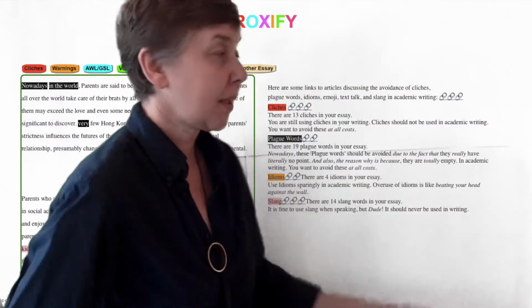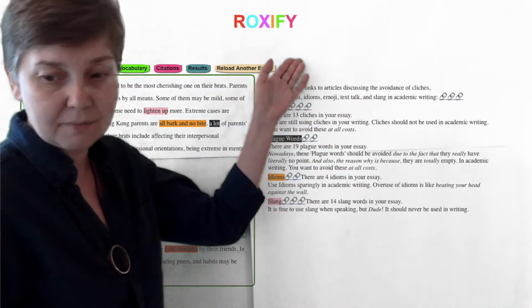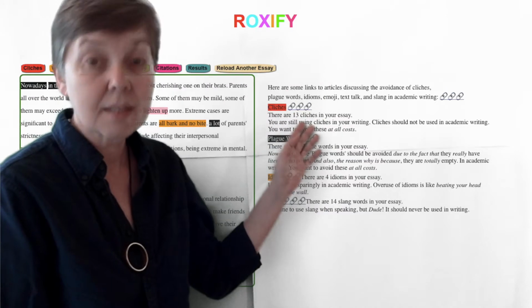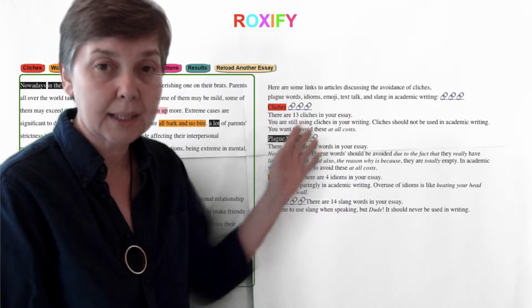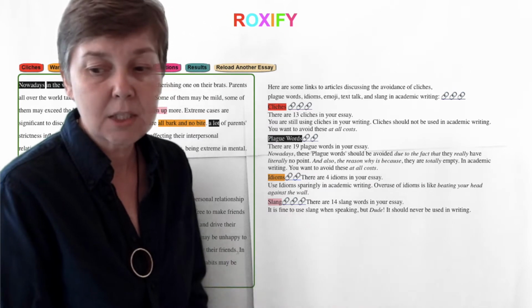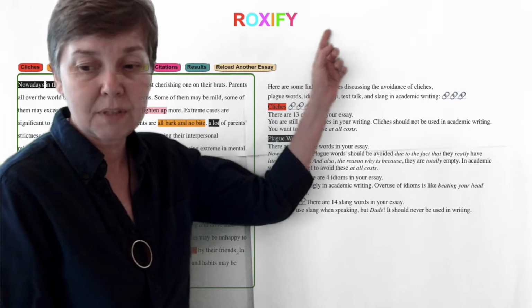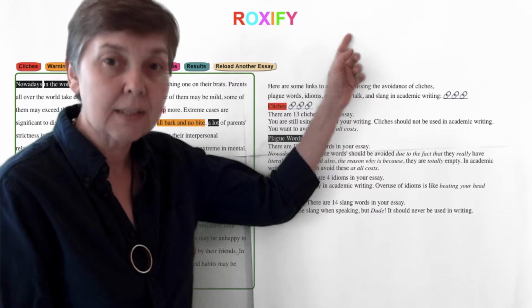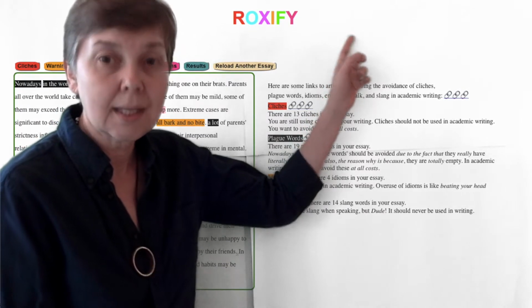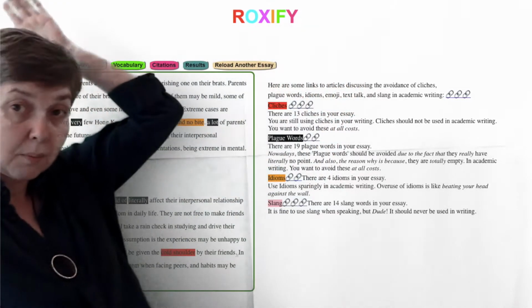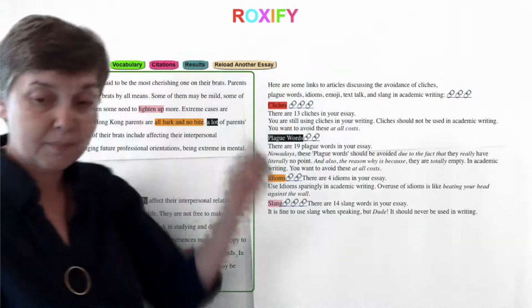Over on the side here I notice that I have a number of different cliches. They're highlighted in red. I've got something called plague words highlighted in black, idioms in yellow, and slang in pink. Next to each one of these, you will see a number of different chains. Each of these chains is a link to a place on the internet that can help you with your independent learning. These chains continue throughout all of the buttons that we have over here.